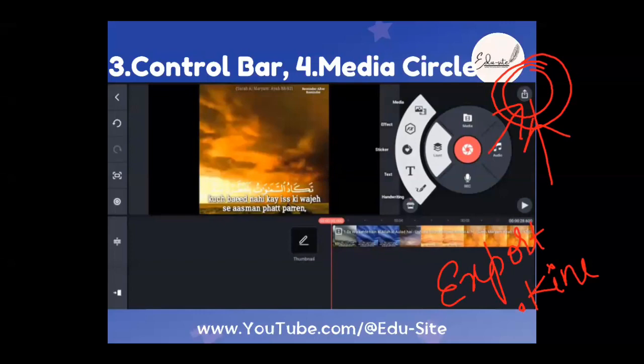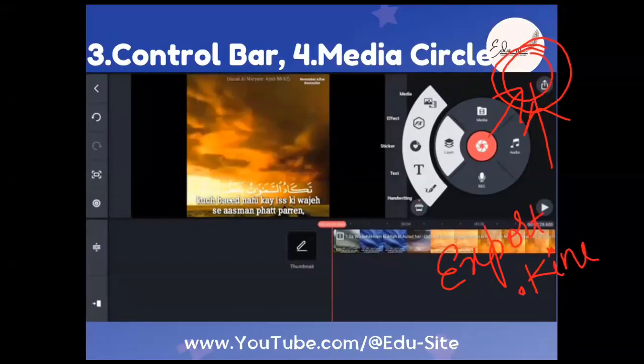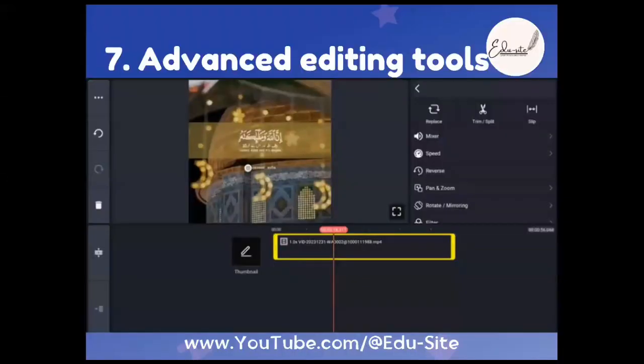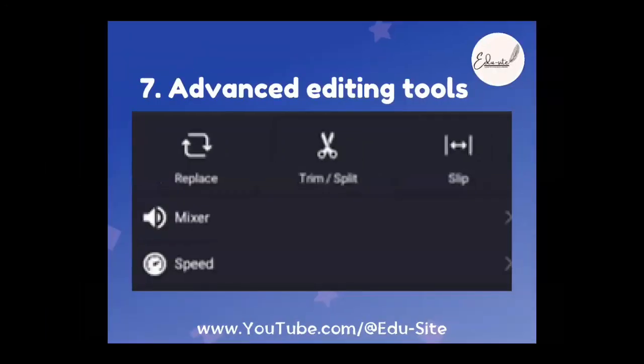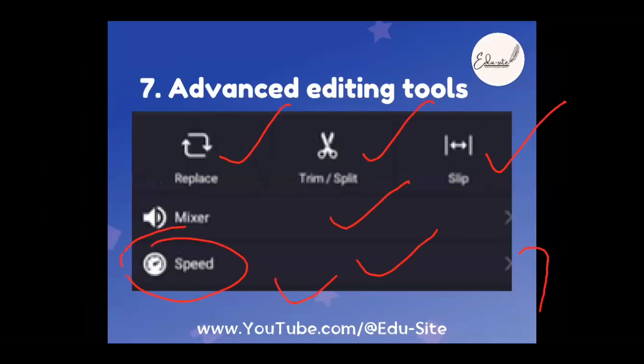Fine. So what else did we study? Please write down in the chat box. Come on, type in the chat box. Advanced editing tools were also done in the previous classes, mashallah. So alhamdulillah, we have seen the advanced editing tools, the replace tool, the trim and split tool, the slip tool, the mixer option, and the speed option. The speed option is pending. This will be discussed in today's class, and inshallah we'll be seeing more of the advanced editing tools, inshallah.